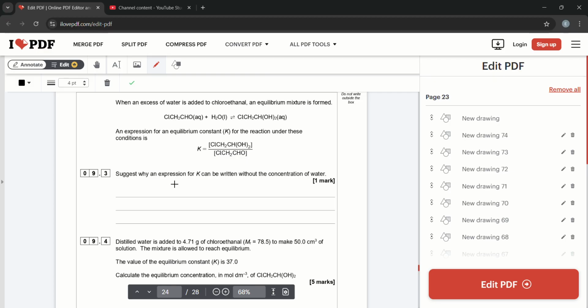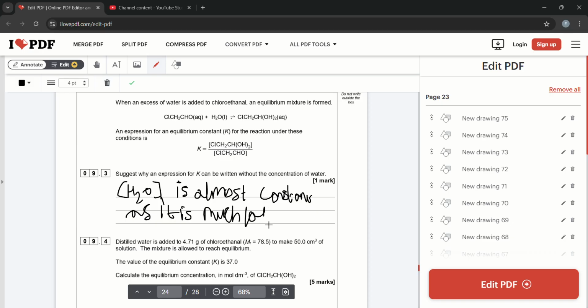And then 9.3 says suggest why the expression for K can be written without the concentration of water. It's because H2O is almost constant, as it is much larger than the other concentrations.